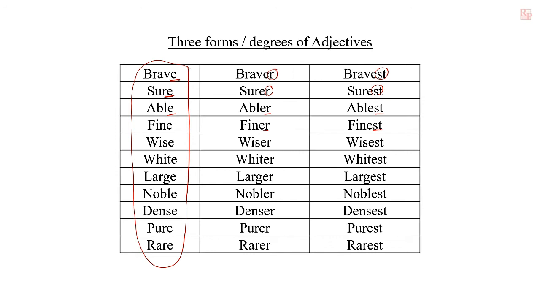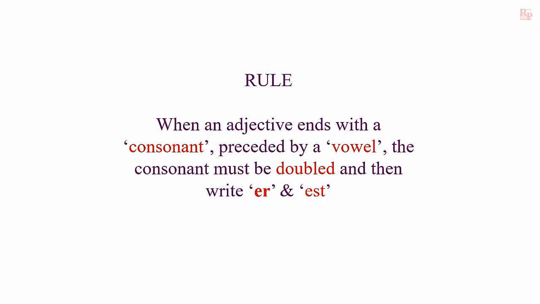You can learn them by heart like this: brave, braver, bravest, sure, surer, surest, able, abler, ablest, fine, finer, finest, wise, wiser, wisest, white, whiter, whitest, large, larger, largest, noble, nobler, noblest, dense, denser, densest, pure, purer, purest, rare, rarer, rarest. Next, this is another way of forming the comparative and superlative forms of adjectives.